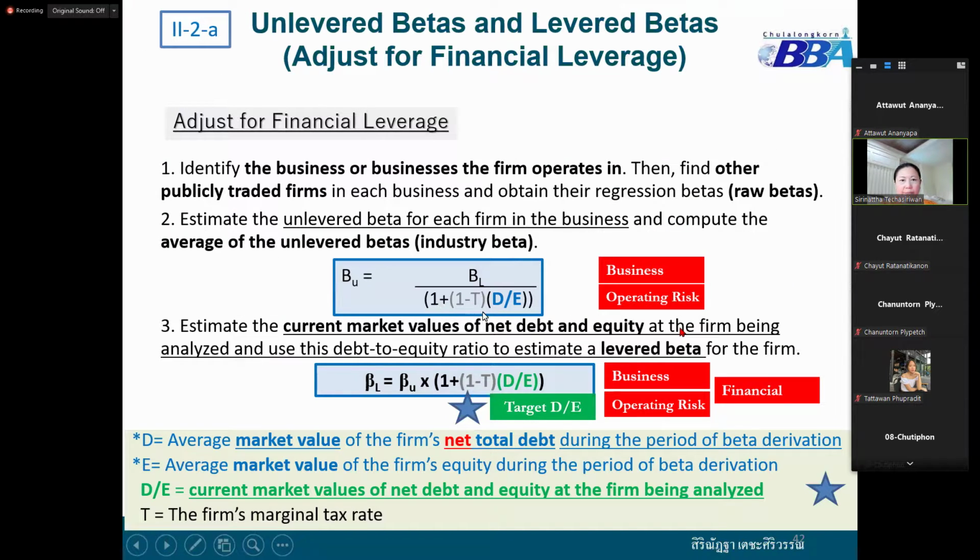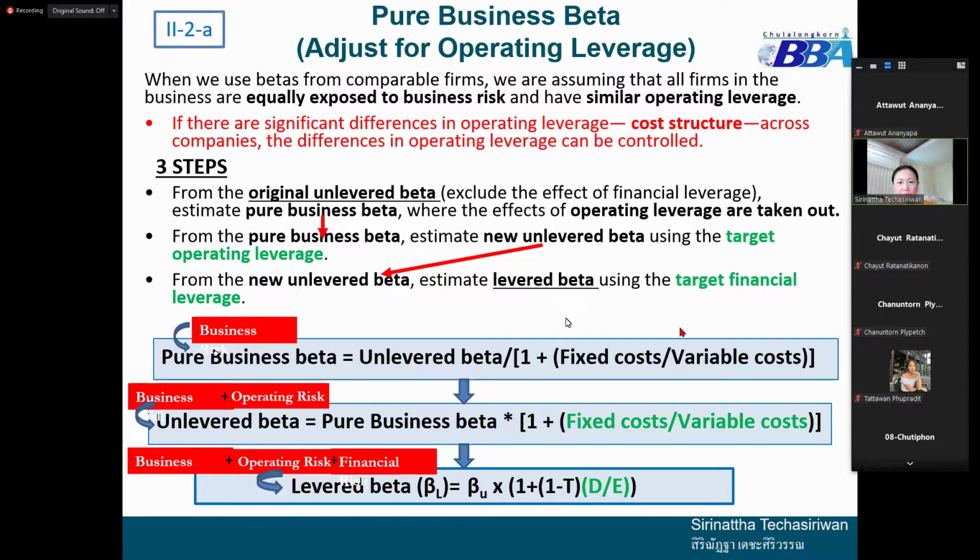So this one is 1 plus debt to equity ratio. That is the source of risk, right? 1 plus debt to equity ratio, but you need to multiply this by 1 minus tax rate because of the tax shield benefit. But in this case, you divide by 1 plus fixed cost over variable cost, right? So from the unlevered beta, you take out the operating risk by dividing by 1 plus fixed cost over variable cost. You have the pure business beta of the comparable company.